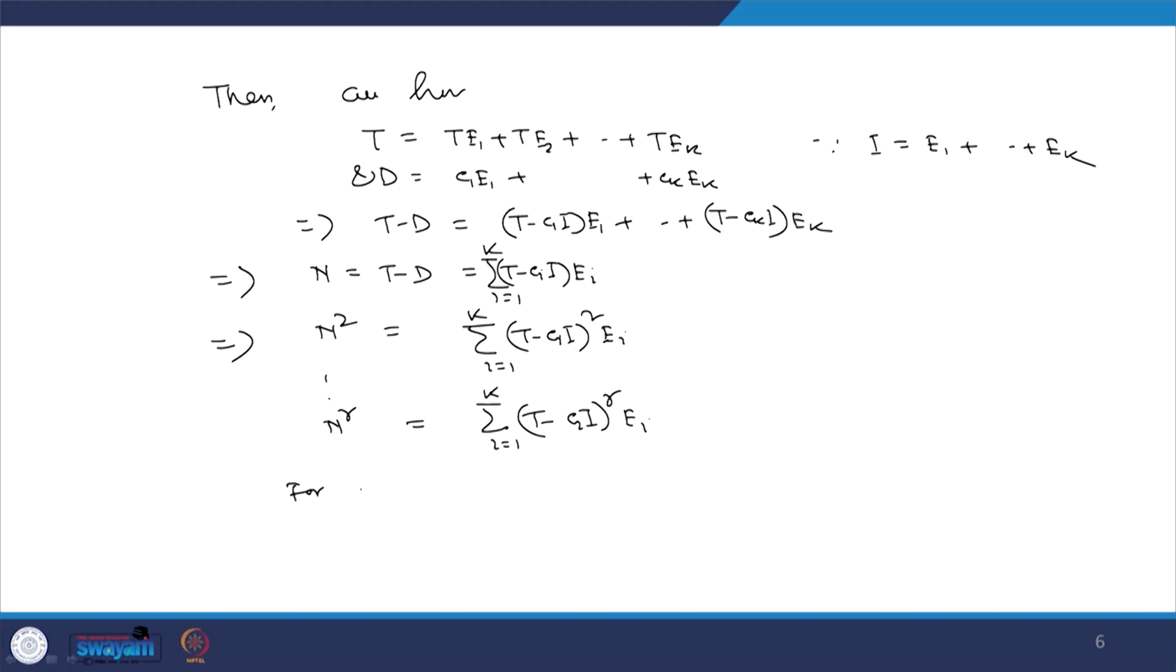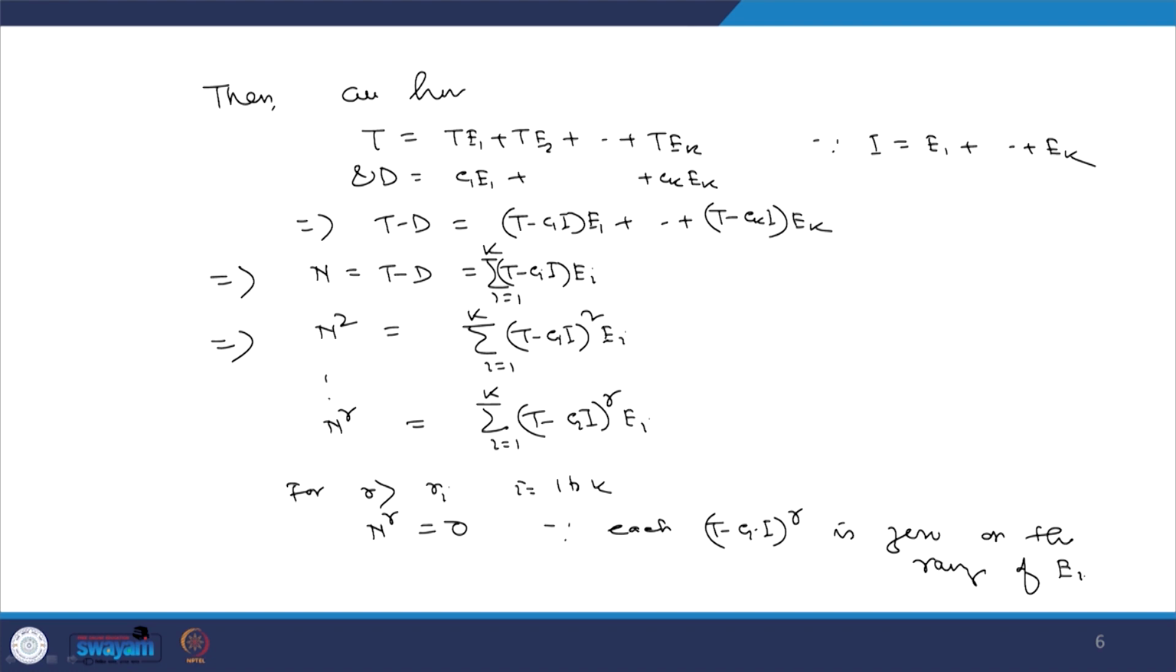So, for r greater than or equal to ri, for every i equal to 1 to k, N to the power r has to be 0, since each (T minus ci I) to the power r is 0 on the range of Ei. So, this means this N is called a nilpotent operator.